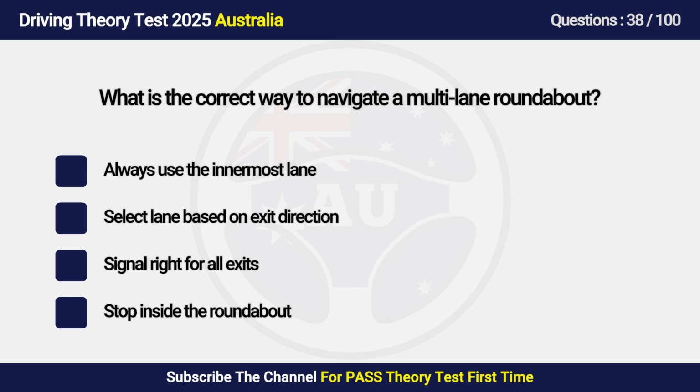A. Always use the innermost lane. B. Select lane based on exit direction. C. Signal right for all exits. D. Stop inside the roundabout.